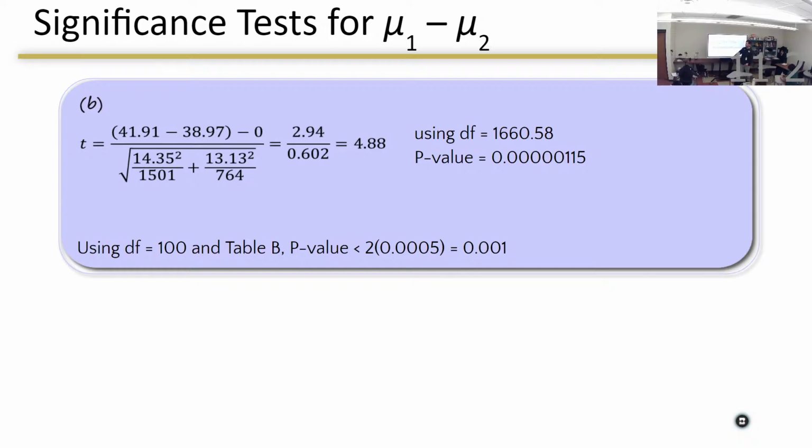If you use the conservative DF of 100, you're going to get a completely different p-value. But use the calculator and you don't have to worry about it. Don't say DF is 100 and get this number. They'll get you for that because those don't match. Everybody okay with that? Good?